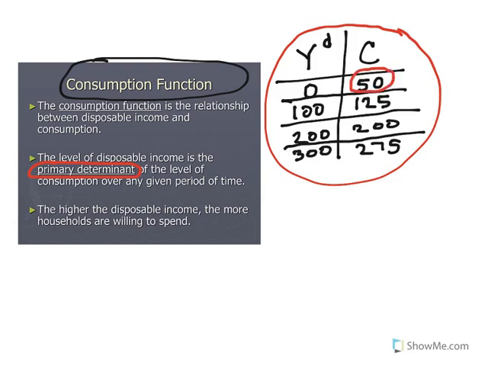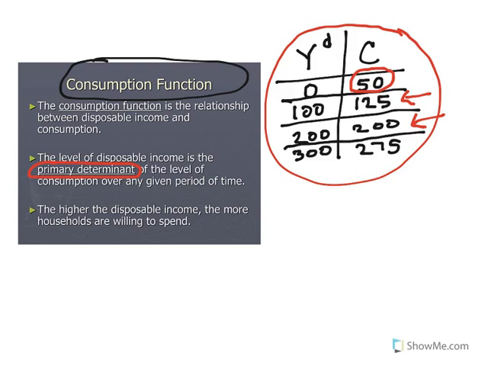Then let's say my disposable income increases. Let's say I do go to work and I make $100. Notice that my consumption then increases. Instead of only spending $50, I'm now spending $125. Again, if my income goes up again, if I make $200, my consumption increases to $200, so on and so forth. So again, what we're seeing is that there's that positive relationship. As my disposable income increased, my consumption expenditures increased also.